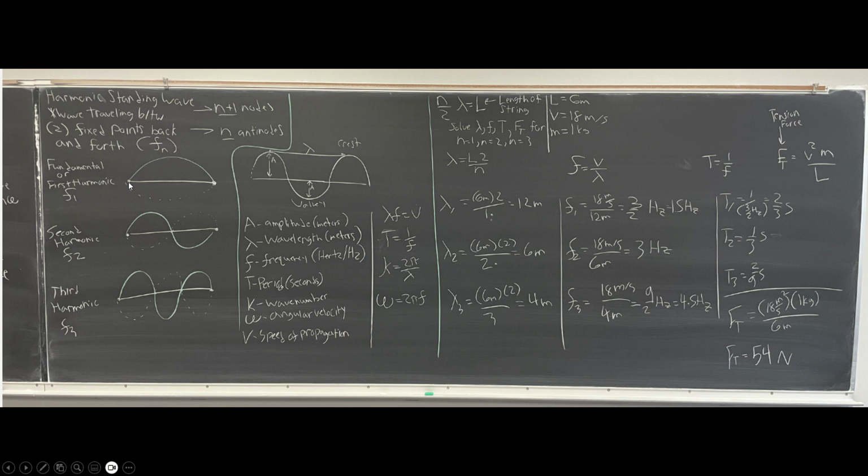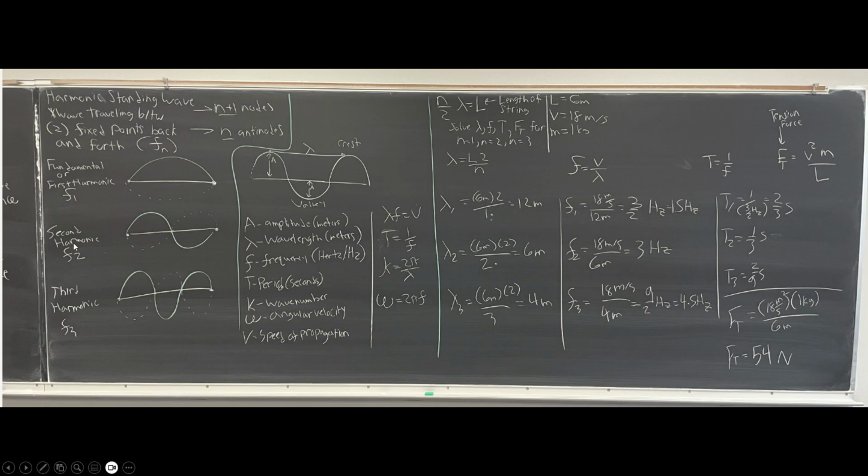The points where the rope never moves, those are our 2 nodes. N plus 1 nodes, first harmonic wave, 1 plus 1 is 2 nodes. We have n number of antinodes, we will have one antinode. That's where we have a maximum change in amplitude as the material moves all the way up and then moves all the way down.